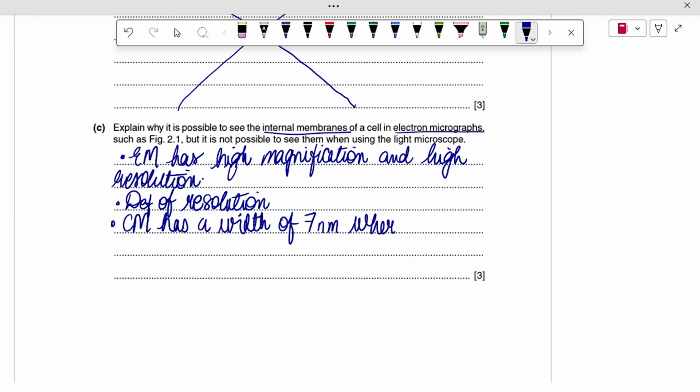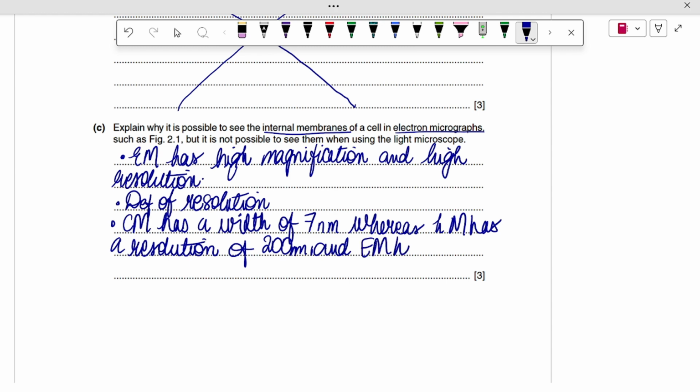whereas light microscope has a resolution of कितनी होती है 200 nanometer, and electron microscope has a resolution of 0.5 nanometer, which is why we need to use electron microscope to view the internal membrane. कम आपने लास्ट में कंक्लूडिंग एक पॉइंट आपने दे दिया अपना.